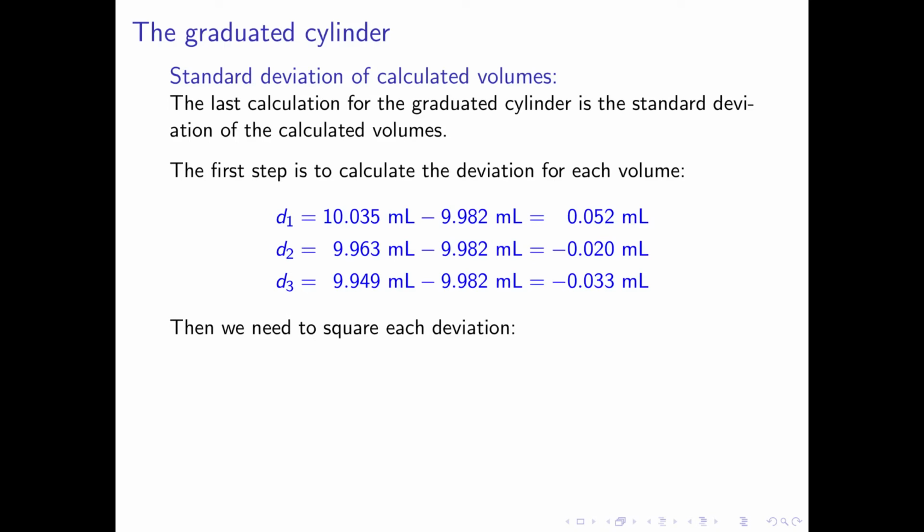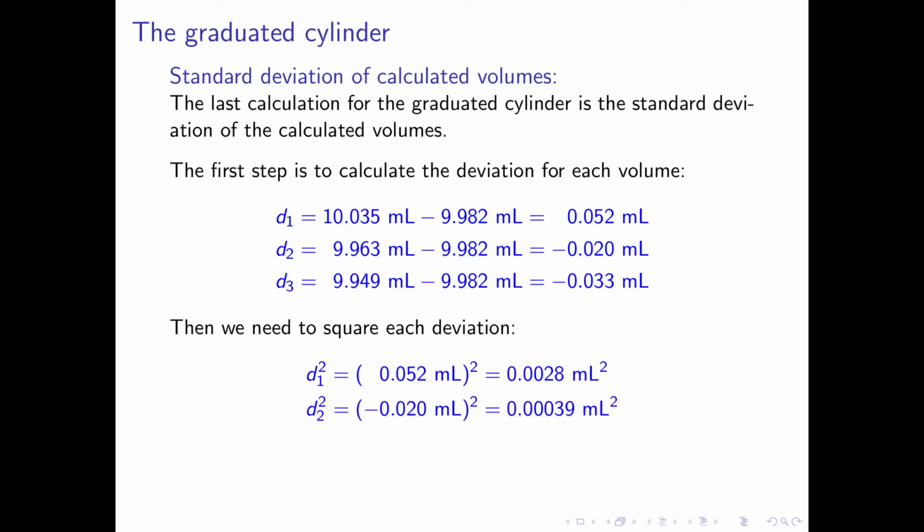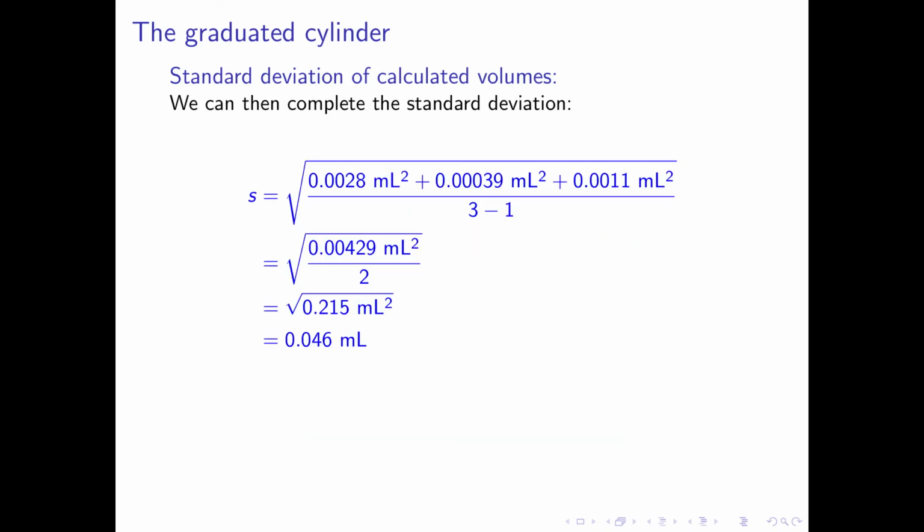Next, we need to square each of the deviations. For the first deviation, this becomes 0.052 milliliters squared, or 0.0028 square milliliters. For the second deviation, we have negative 0.020 milliliters squared, or 0.00039 square milliliters. And lastly, for the third deviation, we have negative 0.033 milliliters squared, which is equal to 0.0011 square milliliters.